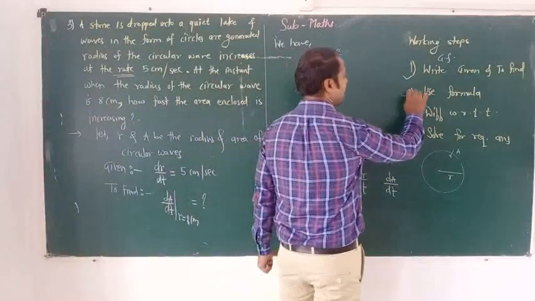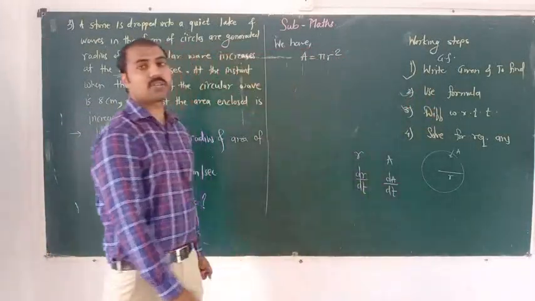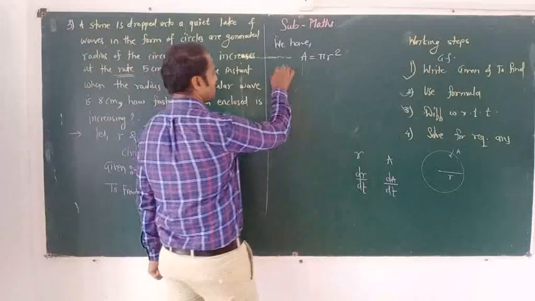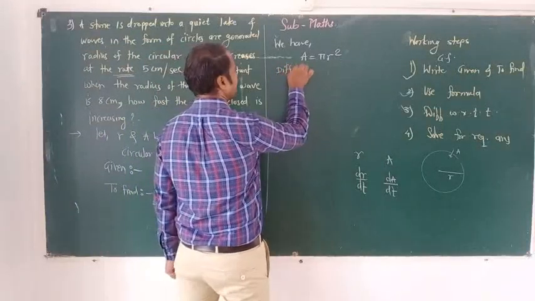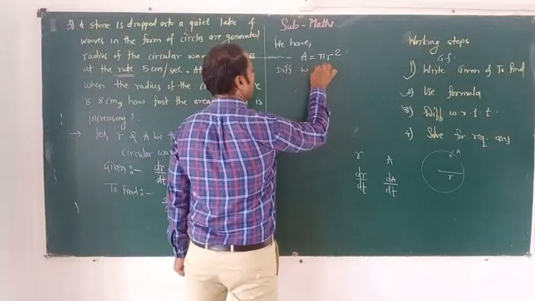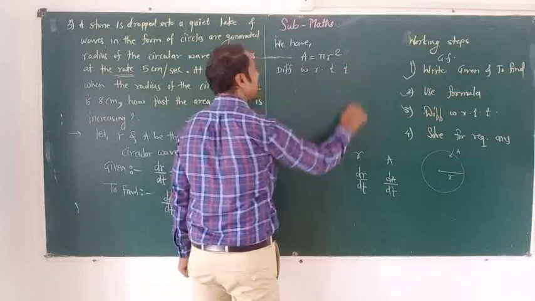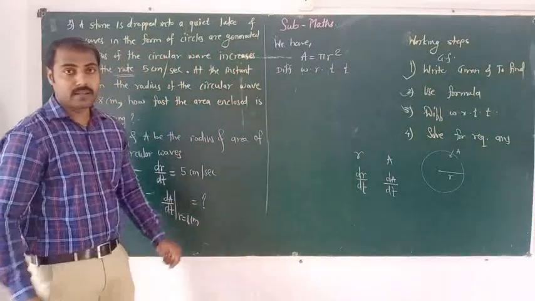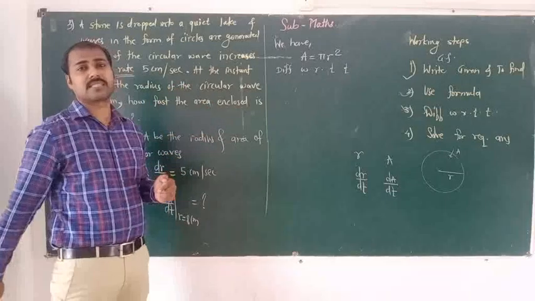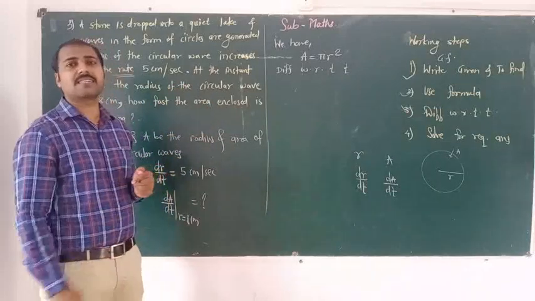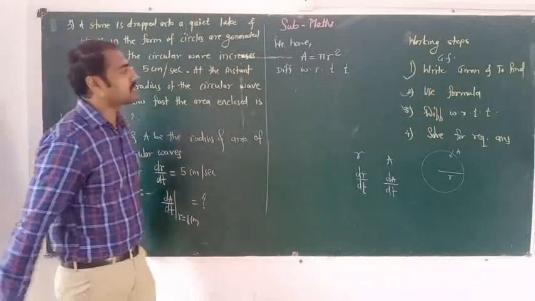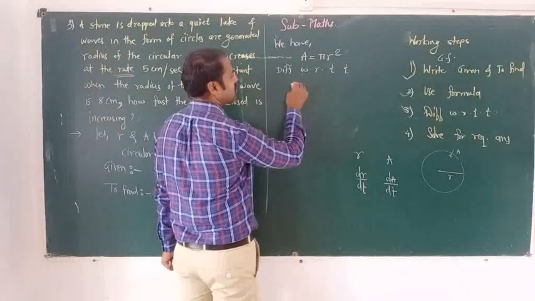Second step is completed. Now third step is differentiate with respect to t. So I differentiate that formula with respect to t. Why with respect to t? As time increases, radius increases. When radius increases, area increases. So differentiating with respect to t.